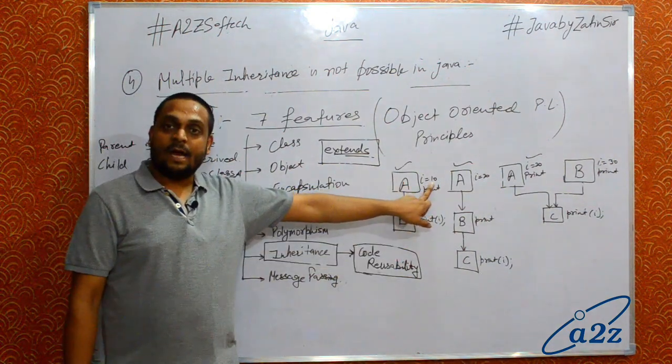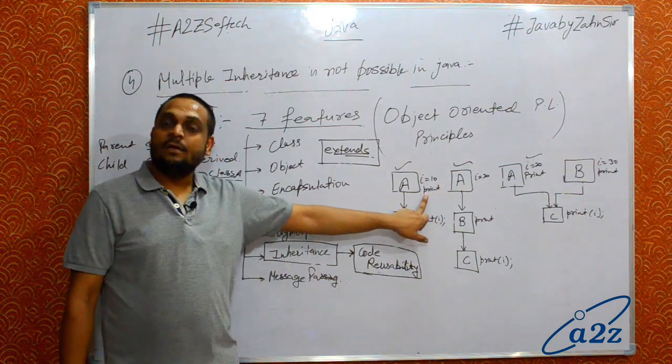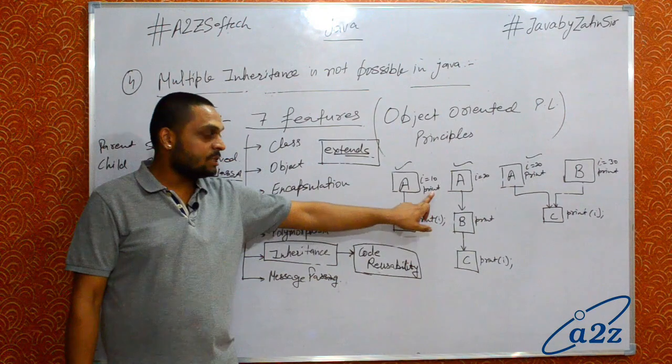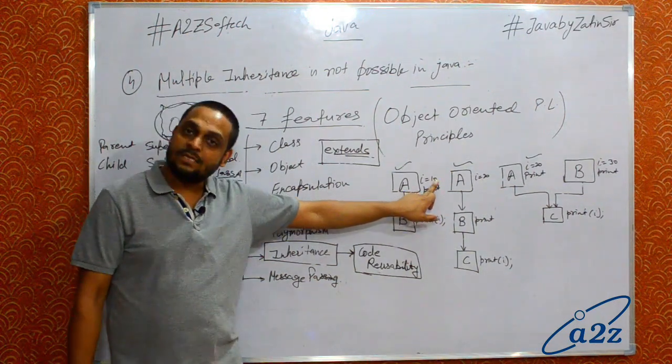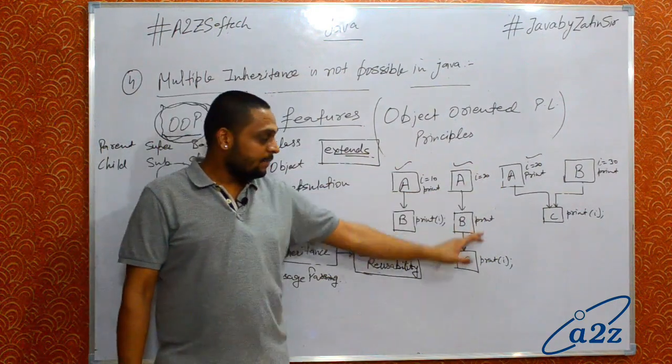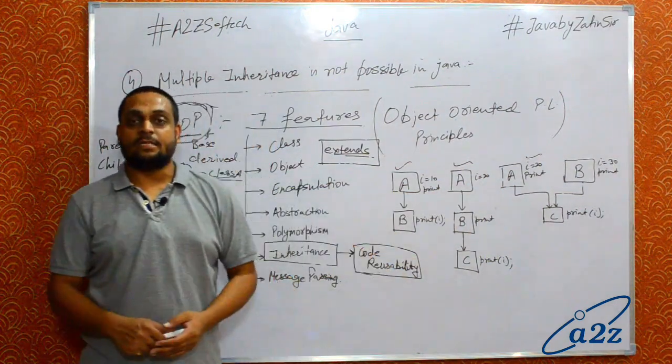Let there be a variable i equals 10 and a method or function named print. In the derived class you can use this method as well as this variable. This is single level. Next is A, B, C. This is multi-level inheritance.